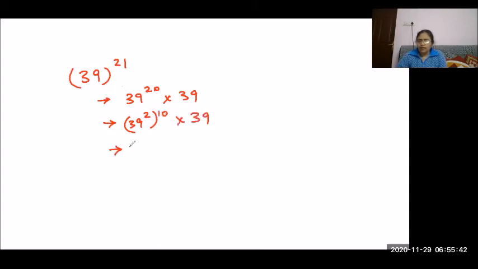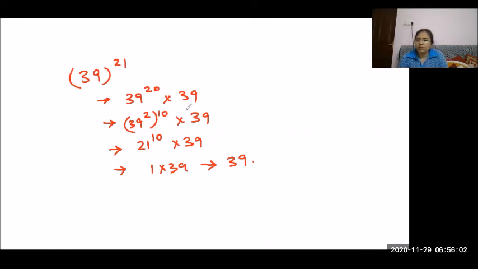And how far is it from 50? 11. 11 squared is 121. So 21 to the power 10 into 39. And 21 to the power 10 is nothing but 1. 1 into 39, so the last digits are 39. In this way, you can do it faster.